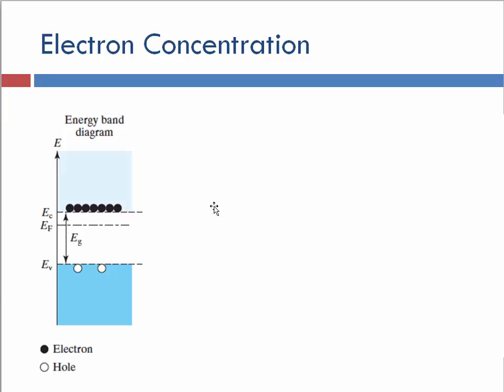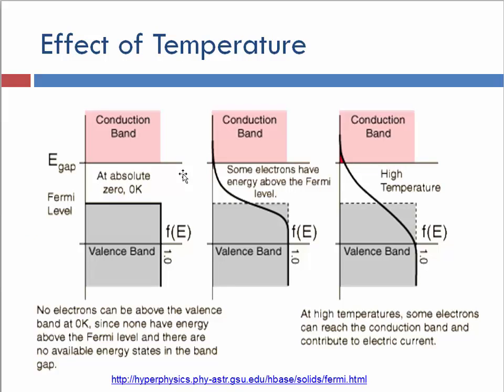Okay, so if we look at electron concentrations, again, this is our valence band. We have some band gap, and then the Fermi energy is going to be somewhere inside this band gap. Okay, and then the conduction band is up here, so we can see that in this particular case we have some electrons that are sitting in the conduction band and some holes, or absence of electrons, in the valence band, where some of these electrons have hopped up to the conduction band from the valence band. So let's look at the effect of temperature on this in a semiconductor.